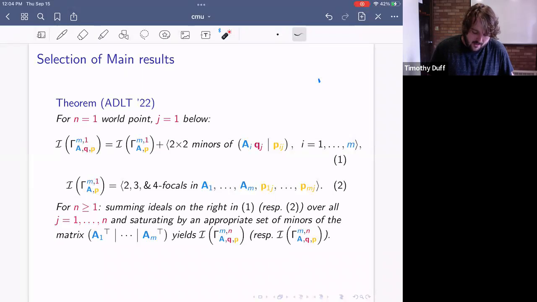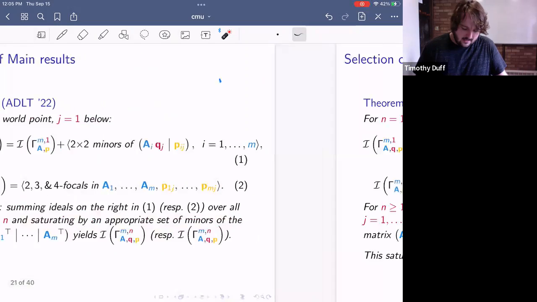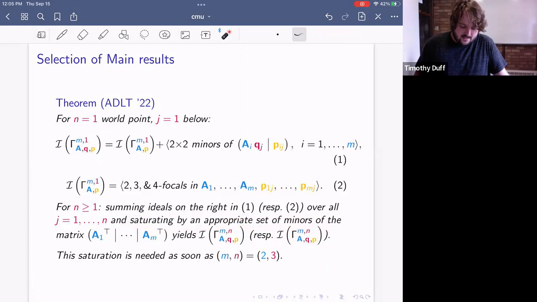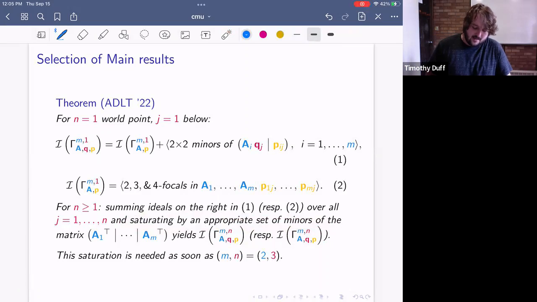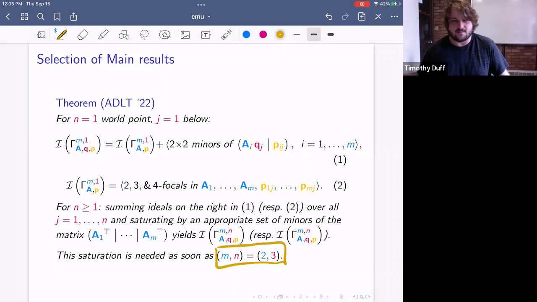However, if we perform an operation of saturating by the set of minors of a stacked camera matrix, then this will allow us to obtain the full vanishing ideal for any number of cameras. It's actually a pretty weak result because computing saturations is non-trivial. But in some sense, it's the most we can say because this saturation step is actually necessary for a very small number of cameras and world points. And this is just one of the few things that we proved in the paper.